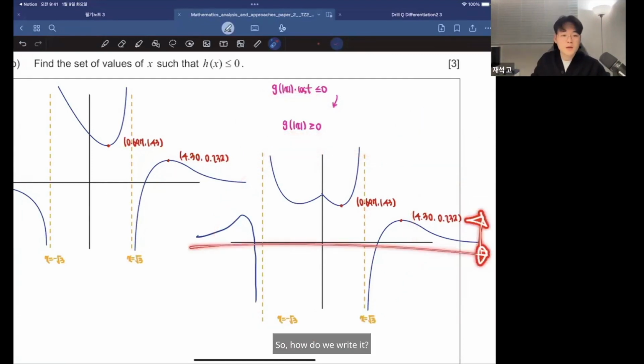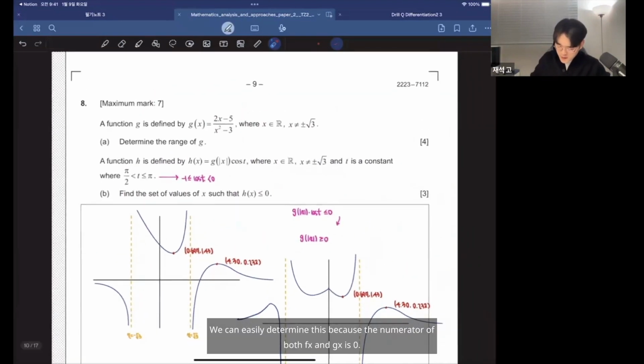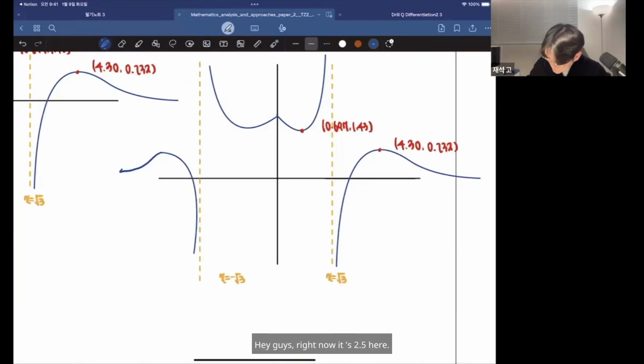So, how do we write it? First, there must be this interval. By the way, we did not solve the x-intercept problem earlier, but you know that the x-intercept is 2.5, right? We can easily determine this because the numerator of both f(x) and g(x) is 0. Is that correct, guys? Right now it's 2.5 here. So it means minus 2.5, right?